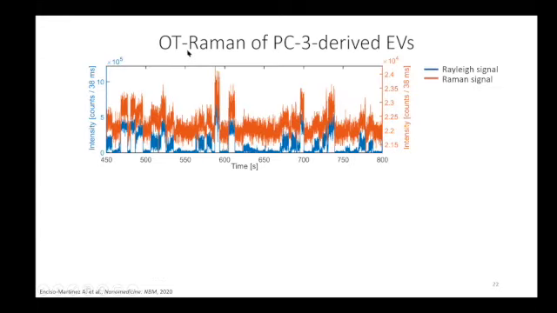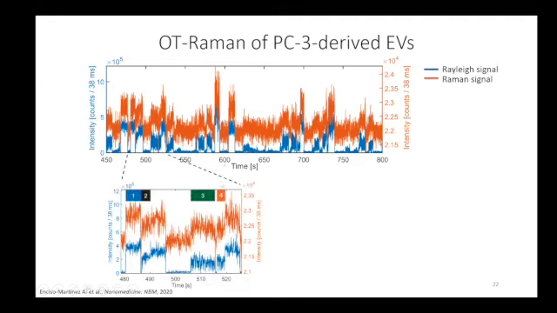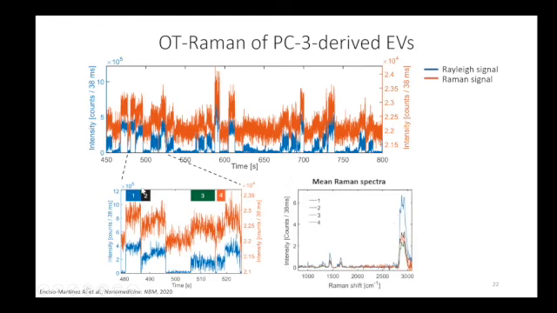So the next step was to try our method on prostate cancer-derived vesicles. We started with cell lines, in this case PC3-derived vesicles. And we again collected the time traces. You see the clear steps. Here we see a zoom in, and every time we trap a single particle, we have a step. And then we can get the Raman spectrum of each of these individual particles here.